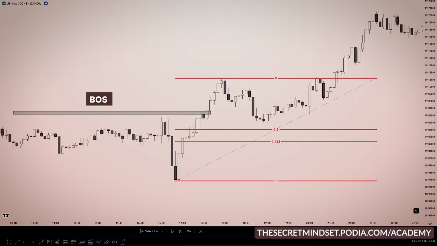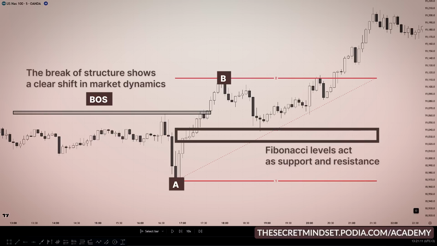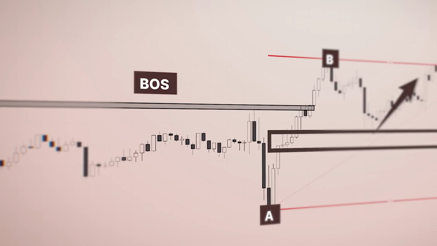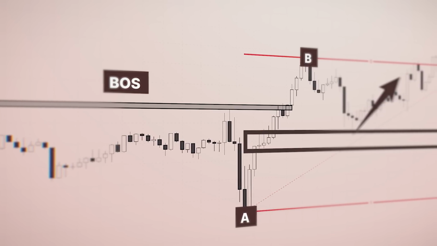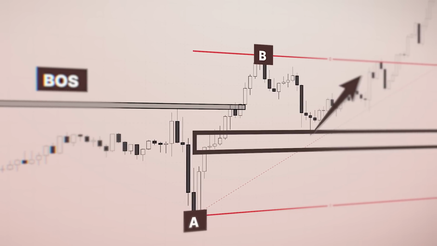This scalping method works well because it combines multiple high probability factors. The break of structure shows a clear shift in market dynamics. Fibonacci levels are widely watched by traders and often act as support and resistance. And the golden zone is considered a high probability reversal area. This strategy offers a structured approach to entering trades. You are looking for a clear break of structure, then waiting for a pullback to a specific zone before entering.